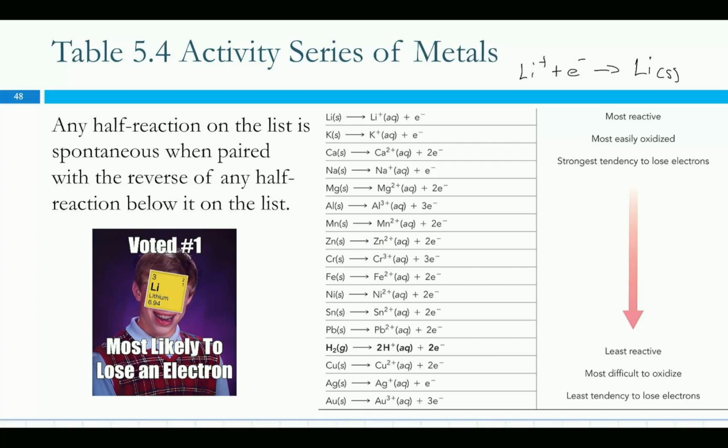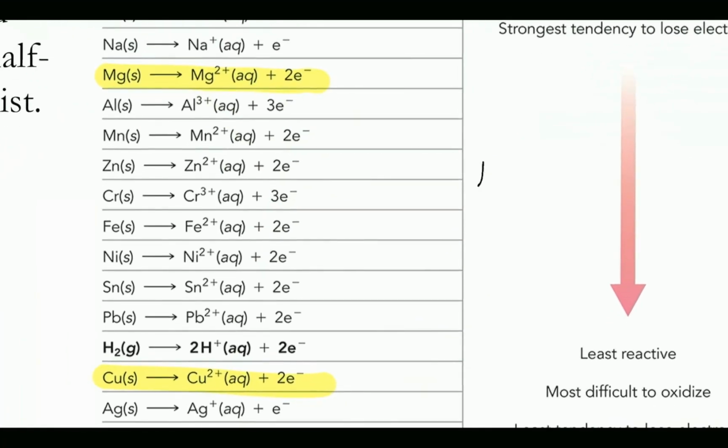So if we look on this list for magnesium and copper, magnesium's higher on the list, it's more likely to lose electrons than copper is. So if I take magnesium metal that has electrons and I pair it with copper that doesn't have electrons, the magnesium is going to give those electrons up to the copper, and so this would have a reaction. So the metal on this list will react with any ion lower than it on the list.